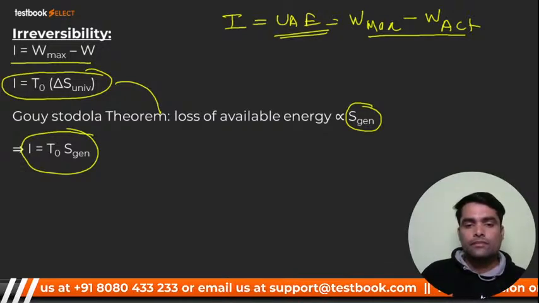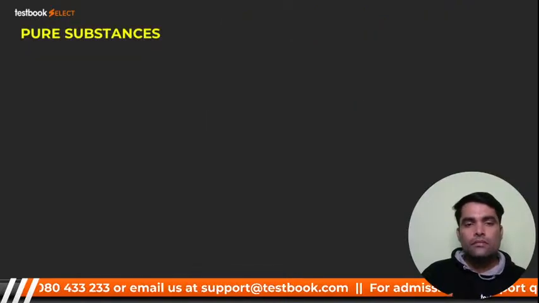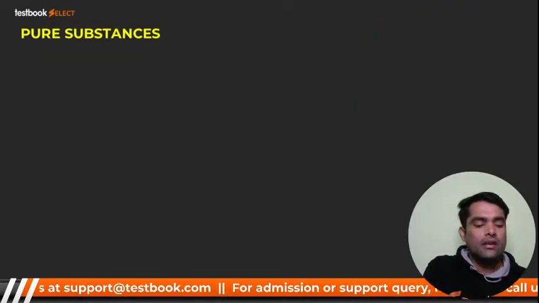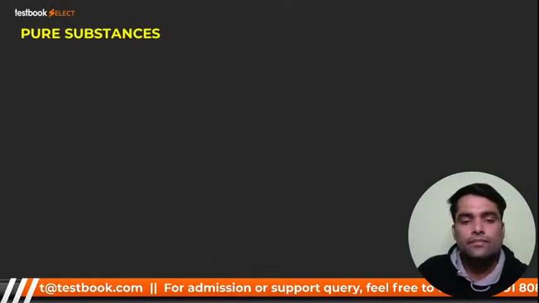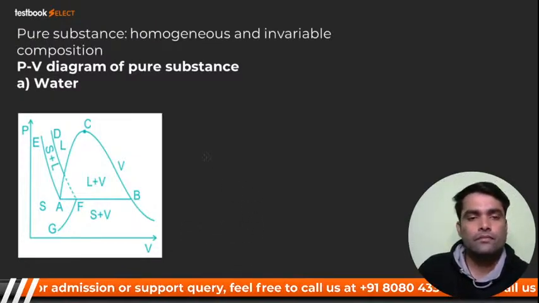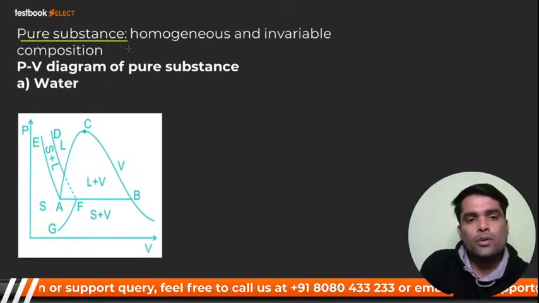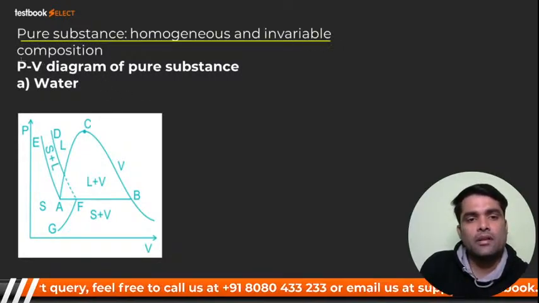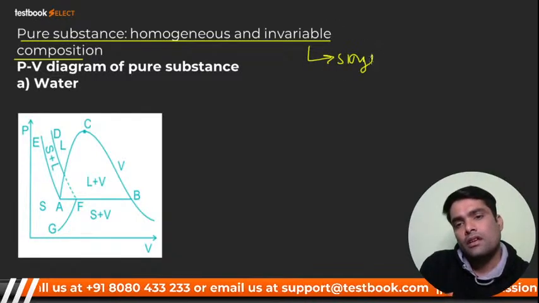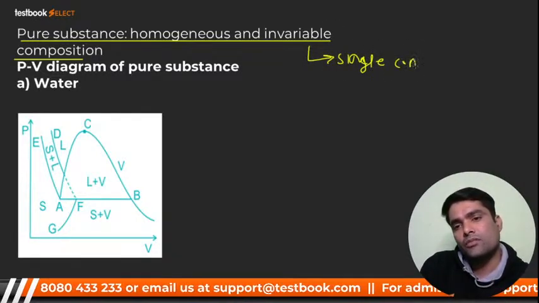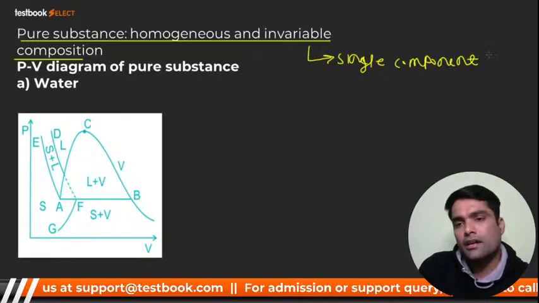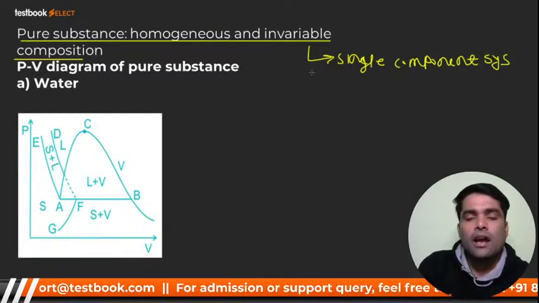Now we'll talk about the pure substance. Now we will talk about pure substance, right? So see here. Look carefully. A pure substance is of homogeneous and invariable composition, right? I already told you that it's a single component system. It is a single component system, right?